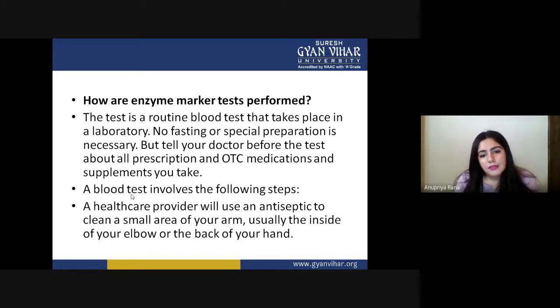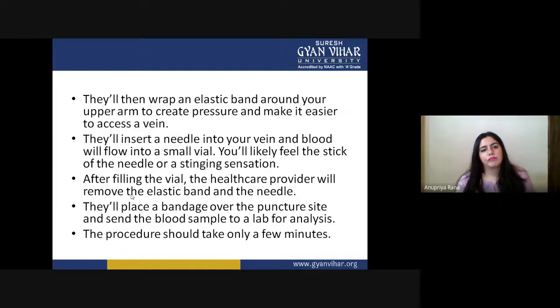So a blood test involves the following steps. The healthcare provider uses an antiseptic to clean a small area of your arm. First, just clean your arm where the blood has to be taken, usually the inside of your elbow or the back of your hand. So it can be taken from the inside of your elbow or the back of the hand.